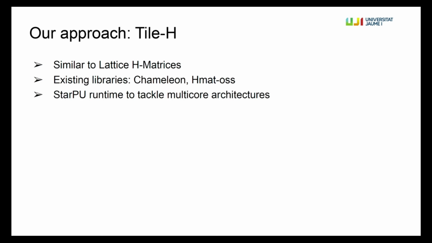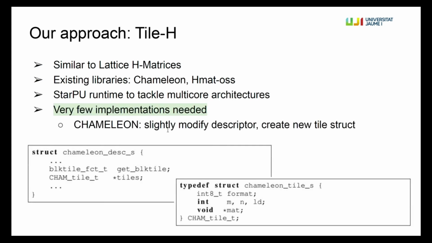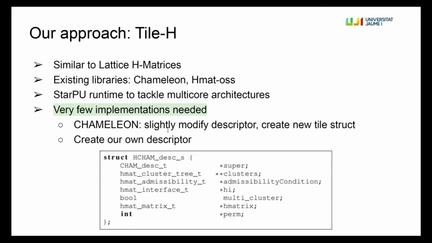The key point of our work is that we need very few implementations. Actually, for example, for Chameleon, we need to slightly modify the descriptor and create a new tile struct to be able to handle the new formats, which include low ranks and H structures. Regarding the link between Chameleon and HMatOSS, we need to create our own descriptor to be able to move from one library to the other and keep all the structure information which is needed by them.